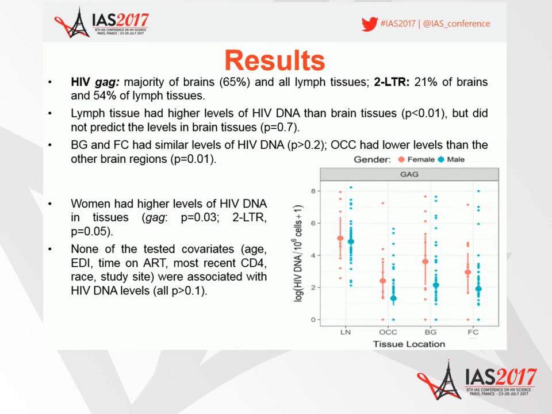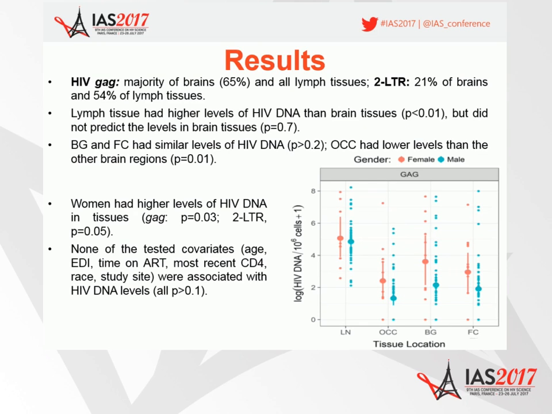For the GAG levels, we found that the majority of brains, about 65%, 2/3, and all the lymph tissues had detectable levels. For 2 LTR, 21% of the brains had detectable levels, and only about half the lymph tissues did. Lymph tissues had higher levels of HIV DNA than brain tissues, but they did not predict the levels that we saw in the brain.